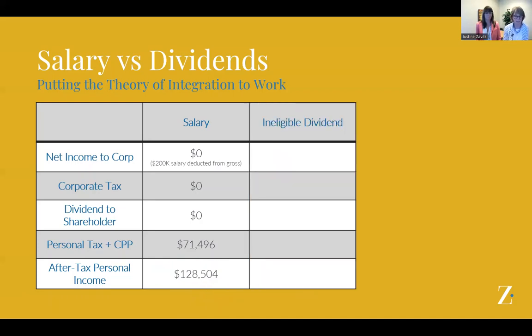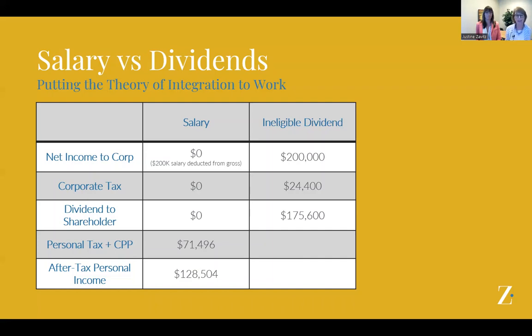And for this example, we'll use an ineligible dividend, a type of dividend available to many small Canadian businesses, and one that we will explain later on in this presentation. The corporation, after expense, has a profit of $200,000. If you take the corporate tax rate for an ineligible dividend of 12.2%, it leaves $175,600 of after-tax corporate income.